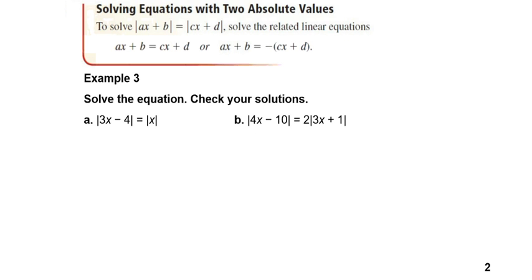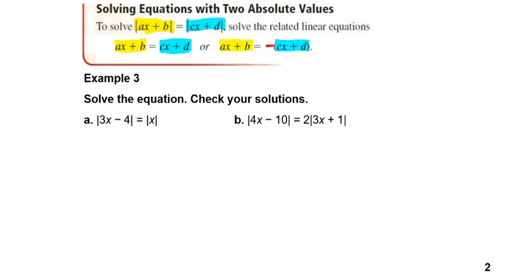In this video, we're going to be talking about solving equations with two absolute values. So when we have an equation that has an absolute value on the left and an absolute value on the right, we're going to solve the related linear equations. So what we're going to do is take the inside pieces of that first equation as they are, and set them equal to the positive of our second and then the negative of our second. So we're basically looking at two different problems here.